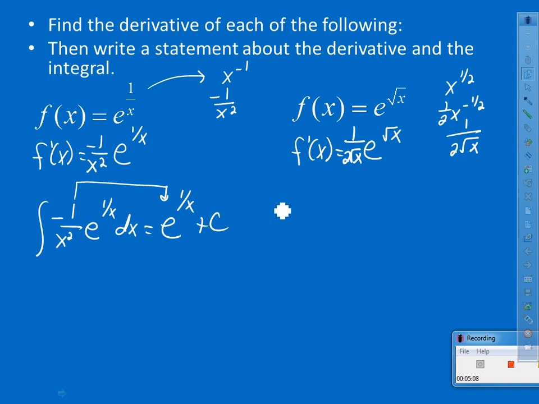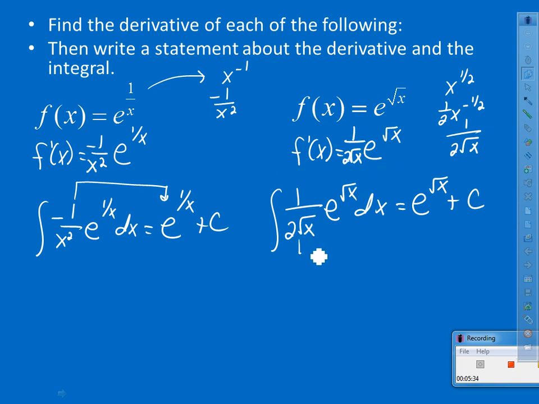So here's my true statement. The antiderivative of 1 over 2 radical x e to the radical x dx is simply e to the square root of x plus c. I do want to point out one thing though. When we do the derivative, notice it kind of gets messier. When we do the antiderivative, notice it really kind of gets cleaner. There's not as much there.